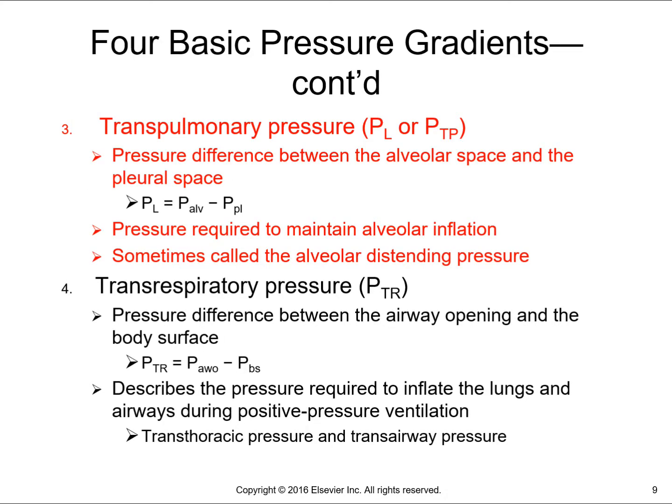Now, number 3 is your transpulmonary pressure. So you're dealing with alveolar space and pleural space. So think about the alveoli, and then you also have the pleural space. So the pleural cavity exerting pressure against where the alveoli are.